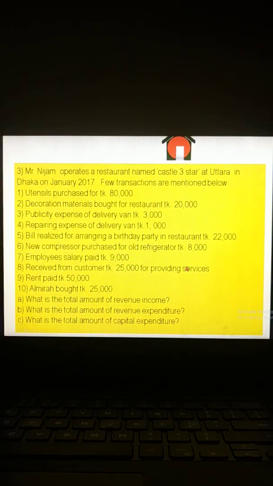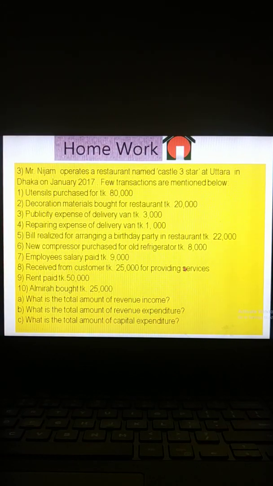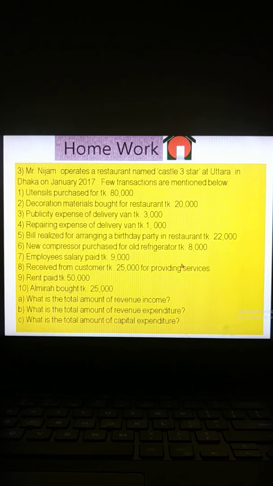Dear student, requirement 3 from your books is your homework. You will try it. Inshallah, next class I will solve it for you.